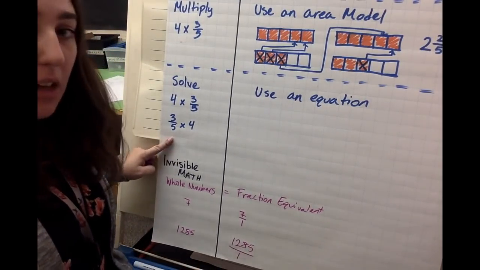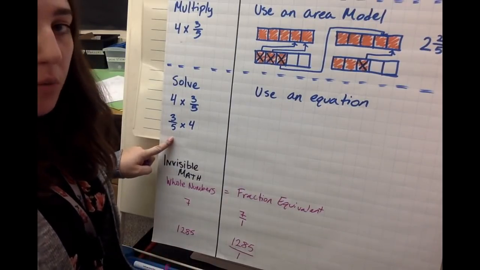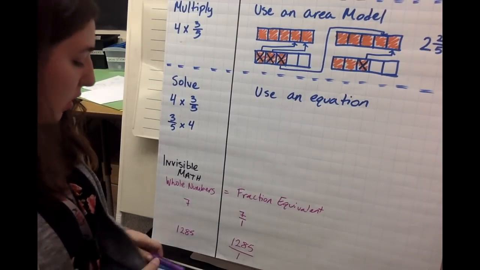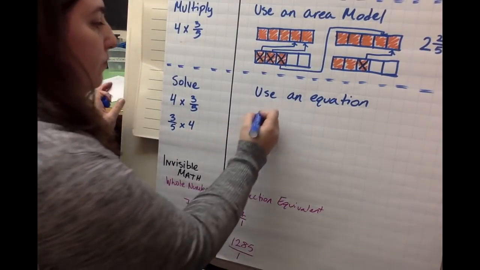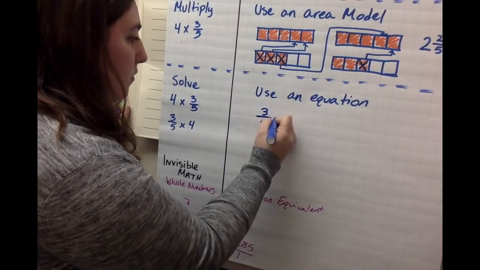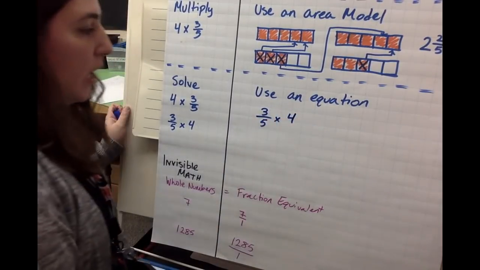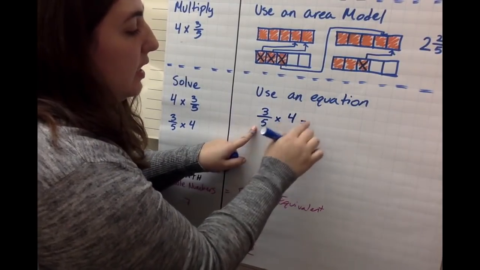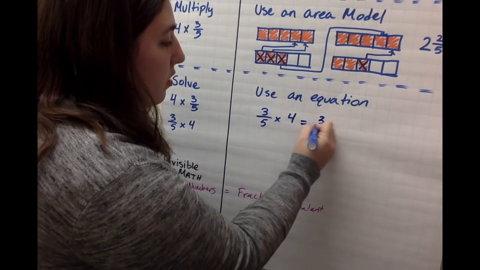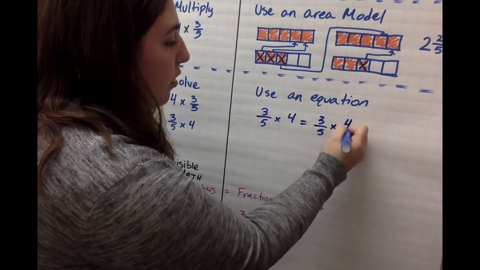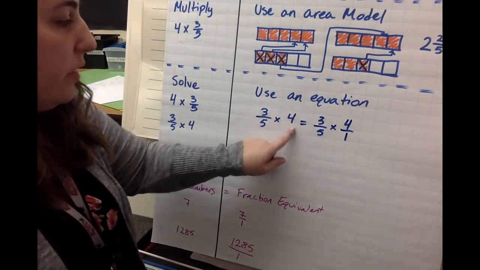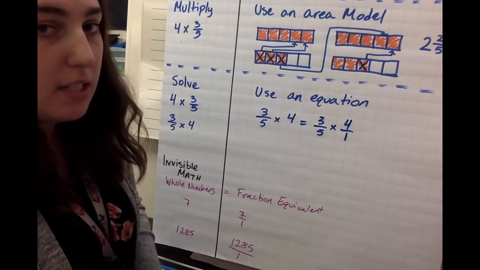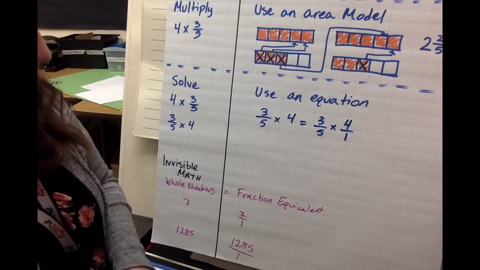So how will that help us when we come over here? Well, we're going to use an equation to solve 3/5 times 4. So I'm going to rewrite this here, and I'm going to change how this looks. So this is equal to 3/5 times 4/1. Do you see how I changed that? I just put a 1 under the 4. It's the same thing. All right.